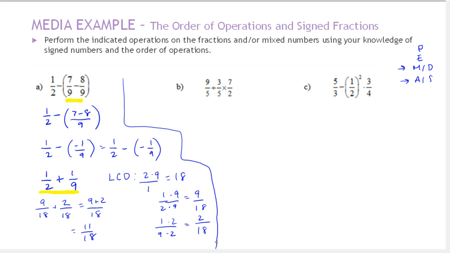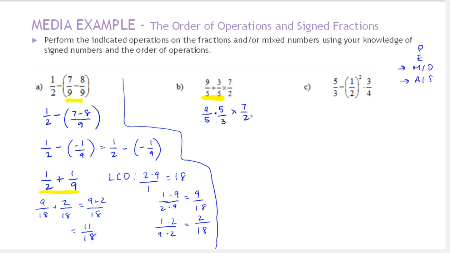Let's look at the next one. Notice here we have division and multiplication. Now they have the same order left to right, and the division comes first, so I'm going to do that first. So let's underline that. We're just going to focus on this part of the problem and then write the times 7/2 afterwards, just like here we kept the 1/2 minus while we focused on this. So 9/5 divided by 3/5, I'm going to change that to multiplication and reciprocate the second fraction.